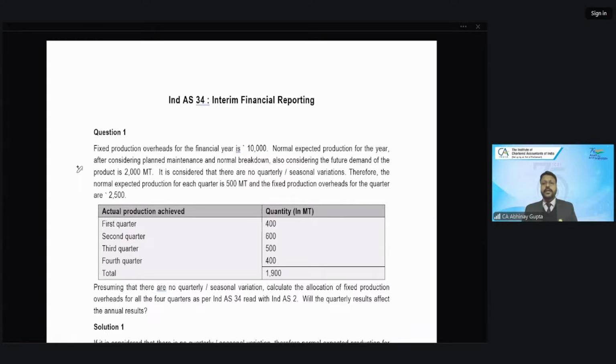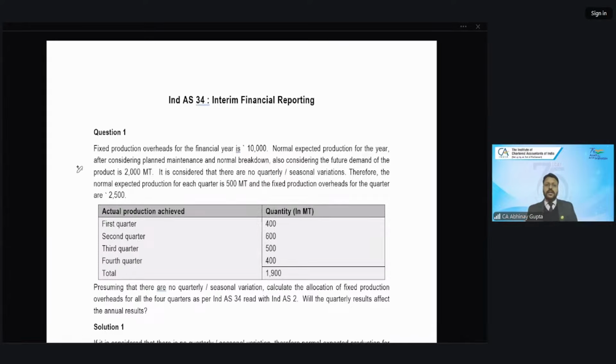Okay. So Ind AS 34 says interim financial reporting. What do you mean by interim financial reporting? What are the minimum components of the interim financial report? So it shall include, at minimum, a condensed balance sheet, condensed P&L, condensed statement of changes in equity, condensed cash flow, and selected explanatory notes, right? So that's what Ind AS 34 says.